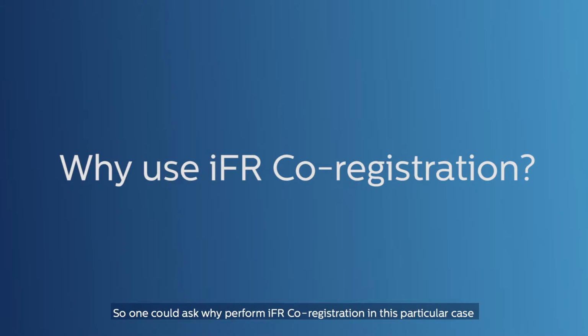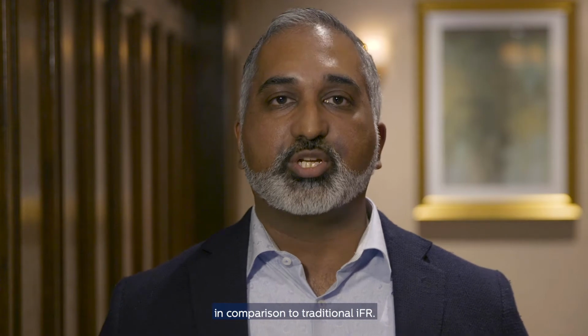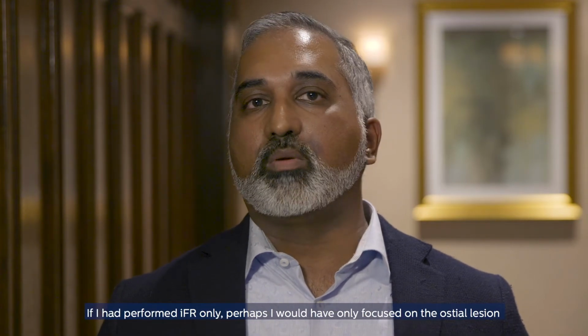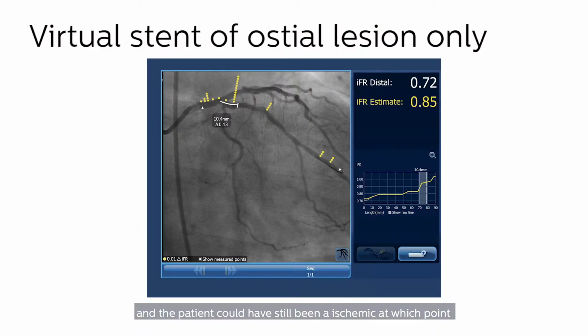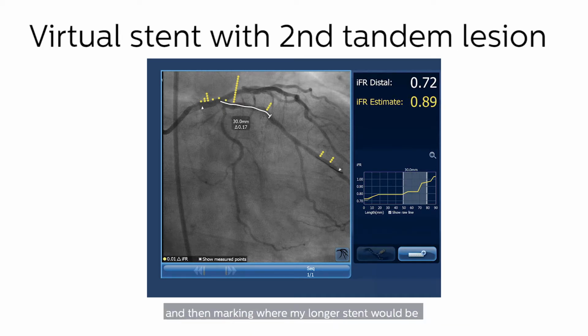So one could ask, why perform iFR co-registration in this particular case in comparison to traditional iFR? If I had performed iFR only, perhaps I would have only focused on the ostial lesion, and the patient could have still been ischemic, at which point we would have had to place a second stent. By performing iFR co-registration and identifying the second tandem lesion, and then marking where my longer stent would be, it allowed me to get away with a single stent solution.